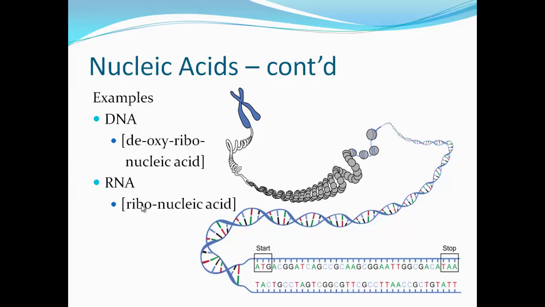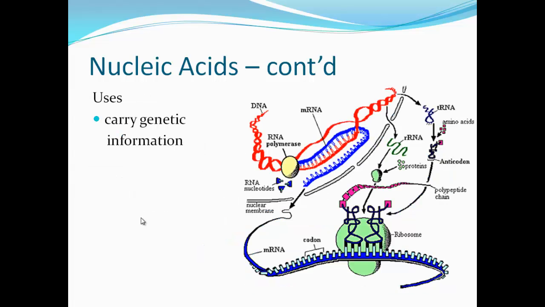RNA has the same basic shape, okay? RNA is single-stranded, so there's not this double helix typically. And RNA has the sugar ribose instead of deoxyribose, and that's why it's named that. Nucleic acids are used to carry genetic information. So as we get further into genetics, we will look at these processes.